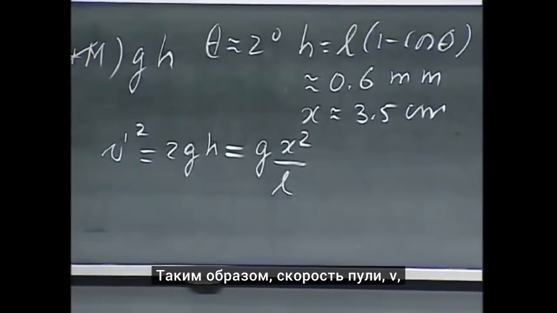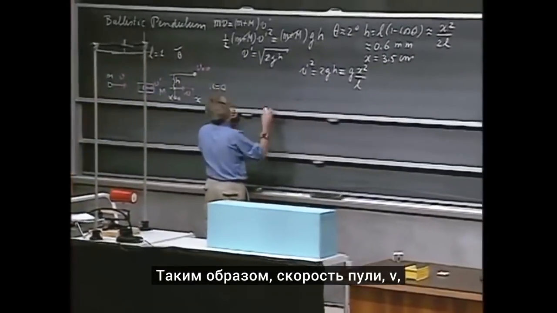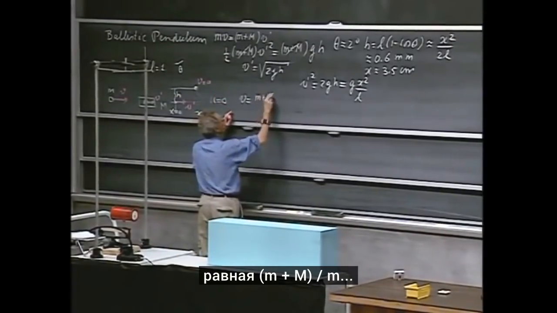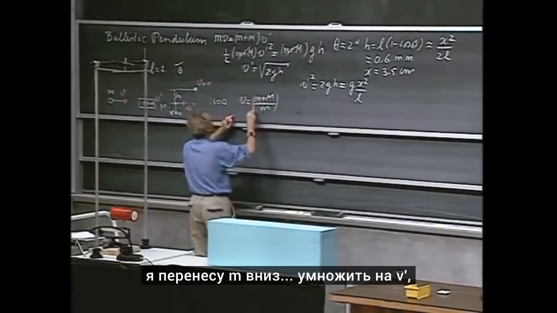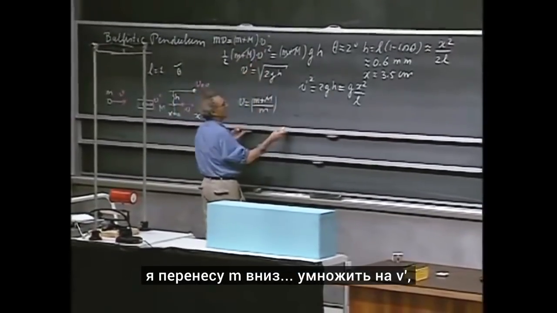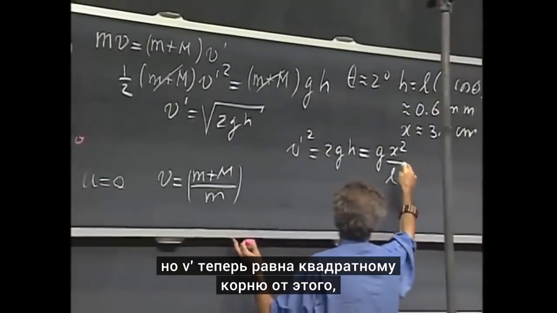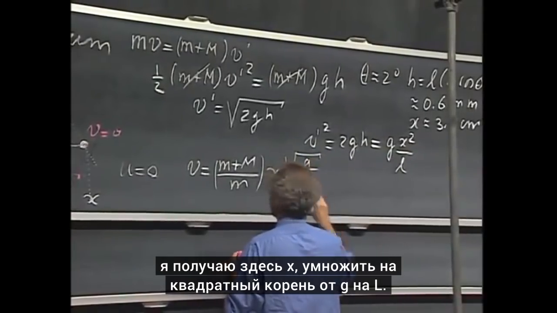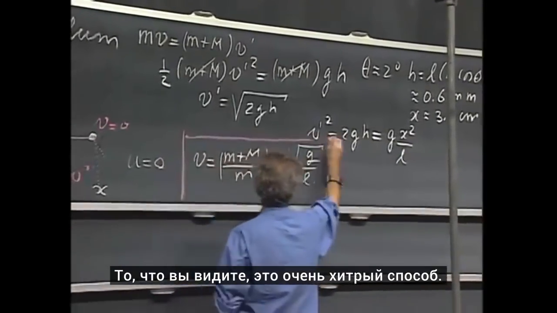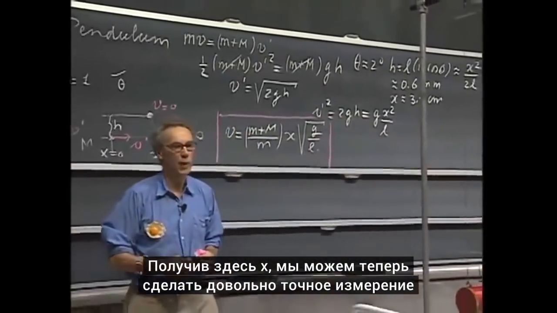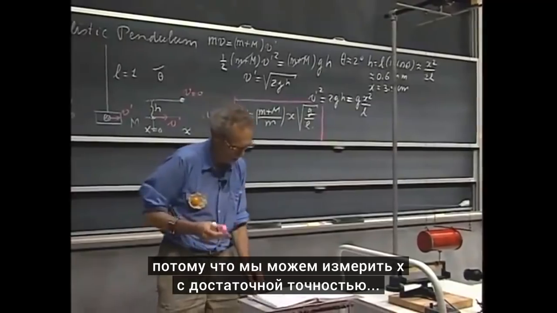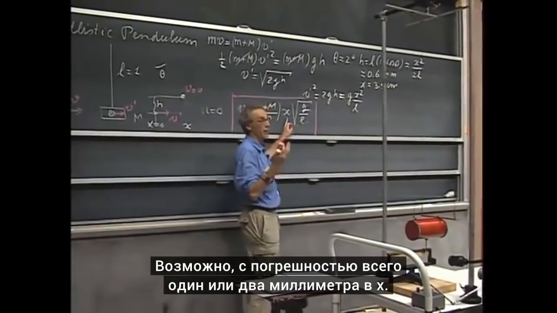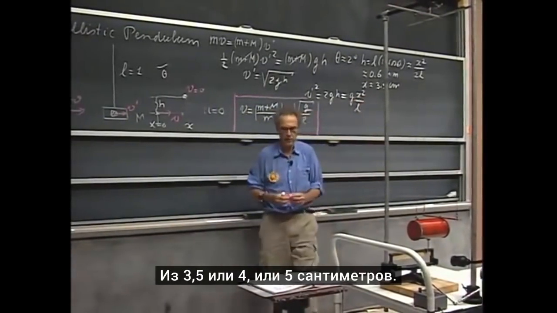And so the velocity of the bullet, v, is (M plus m) divided by m, I bring the m down there, times v prime, but v prime is now the square root of this, so I get an x here times the square root of g over L. And what you see now, that in a very clever way, by getting x in here, we can now do a quite accurate measurement of the speed of this bullet, because we can measure x with a fair accuracy. Maybe an uncertainty of only 1 or 2 millimeters in x out of the 3.5 or 4 or 5 centimeters.